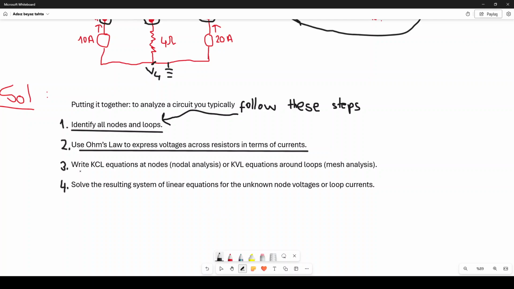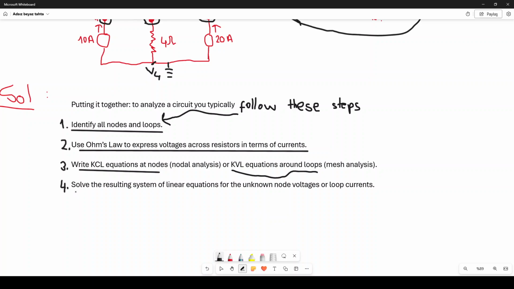And then to convert this problem into equations, I will use either KCL equations at nodes or KVL equations around loops. This step is related to Kirchhoff's rules. I will either use nodal analysis or mesh analysis. In other words, I will either find the currents at a node and convert them into equations, or I will focus on the loops, write the voltages, and turn them into equations. So I have two options here, and I will apply either nodal analysis or mesh analysis depending on my choice.